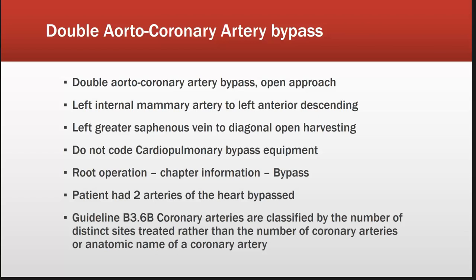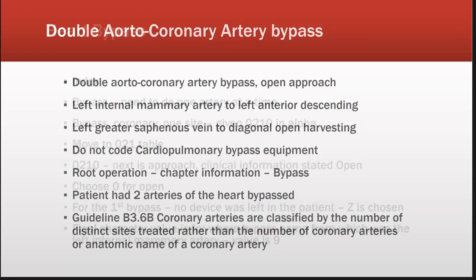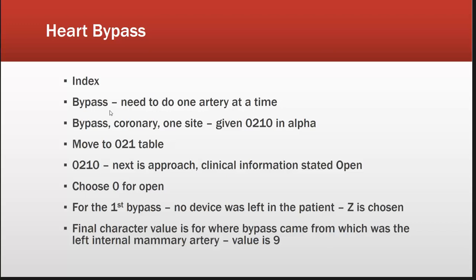They created that graft. They use that piece of their vein to create pathways, in this case, from the aorta to the diagonal. They also created another pathway from the left internal mammary artery to the left anterior descending. We're going to index first bypass. Coronary, we're only coding one site because each site has a different piece of anatomy, 2 different bypasses. So bypass coronary, one site, you're given 0210 in the alpha.